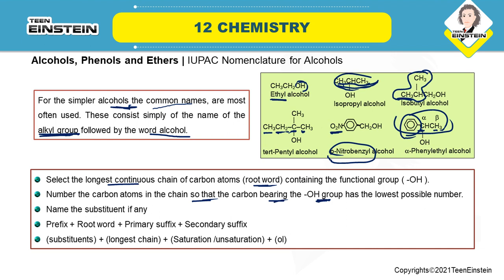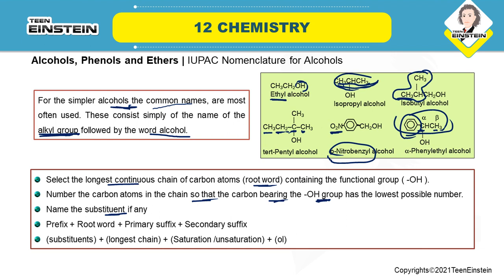So after choosing the longest chain, the next thing you have to do is put numbers, but not arbitrarily. You have to put the numbers in such a way that the carbon to which OH is attached will be given the lowest number possible. Then the third step: if there is any other substituent, suppose some methyl or halogen substituent, in that case you have to mention that.